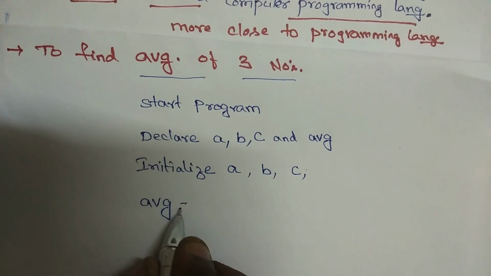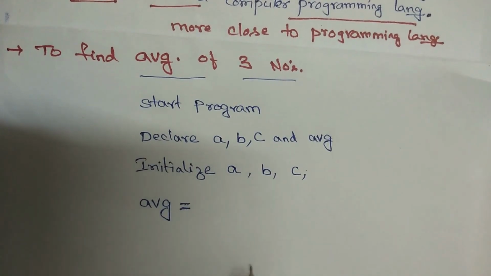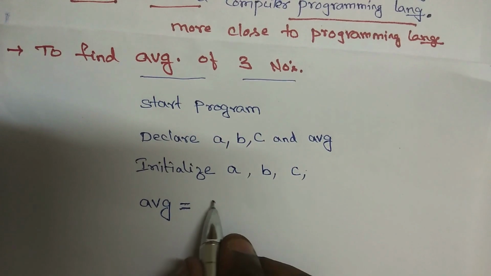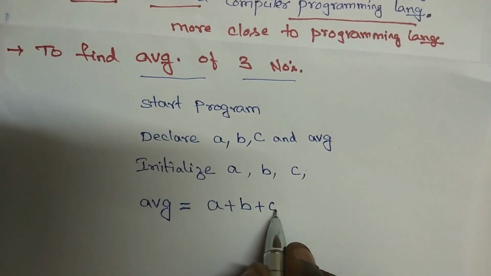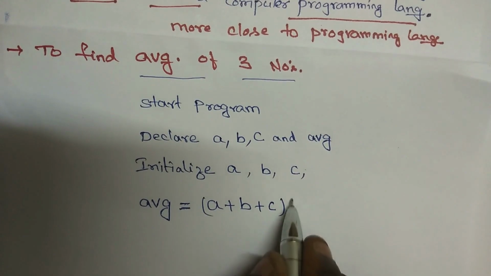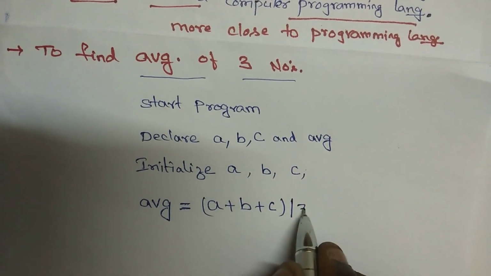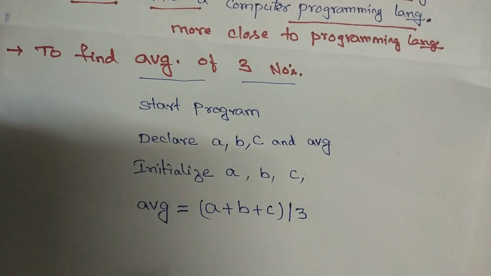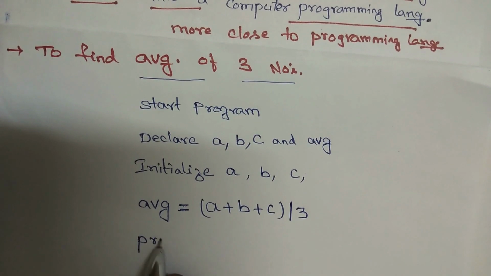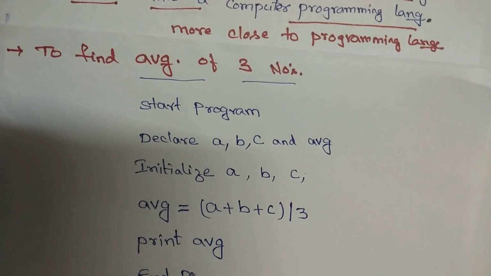average. What is the formula for average? The average equals the sum of the individual values divided by the total number of values. What is the total number of values? The 3. Now I am going to calculate the average of these three numbers. After the calculation, you have to display the result, that is the average, and finally you have to end your program.